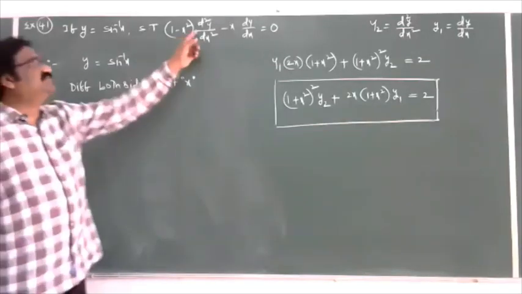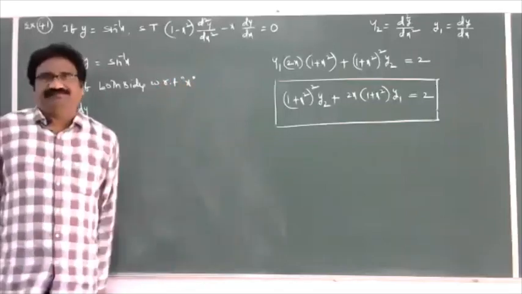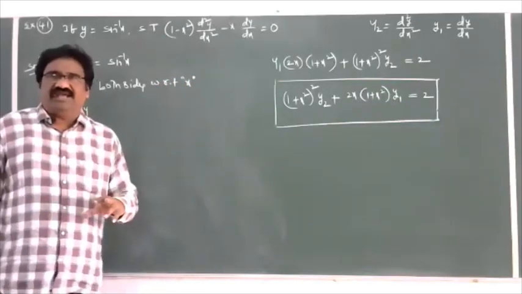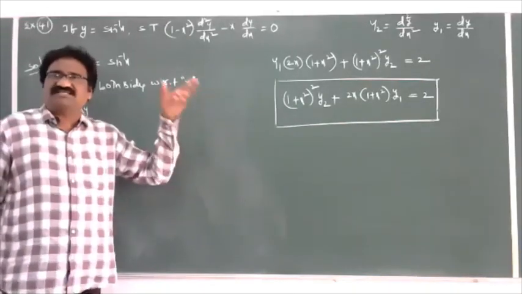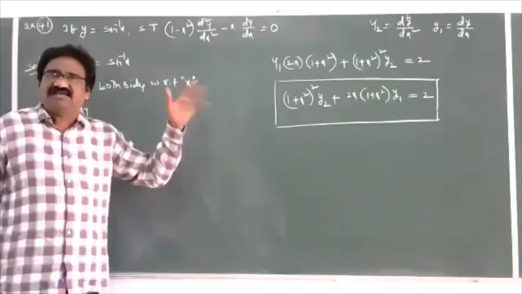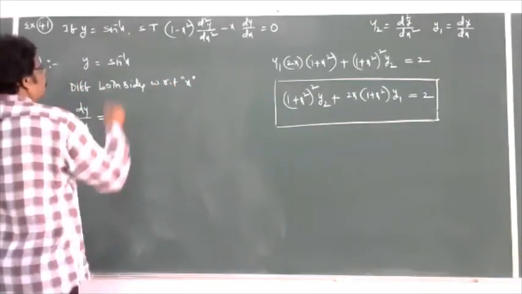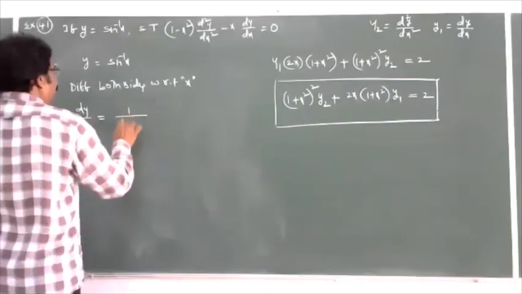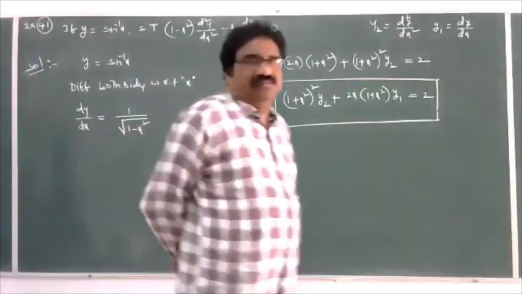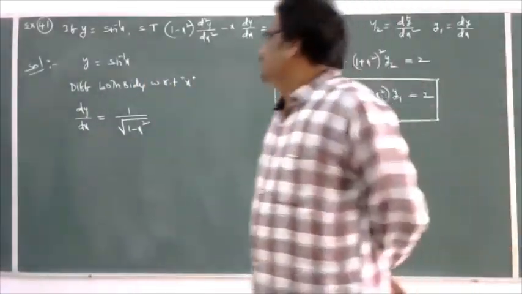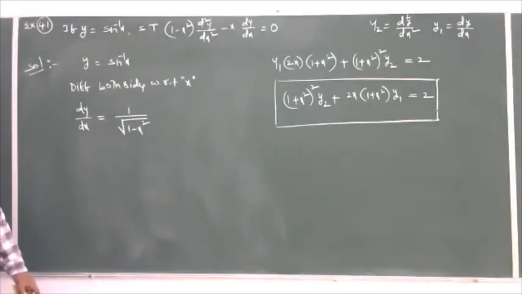Here notations in terms of dy by dx, d square y by dx square is given. You go in the same way. If they give y1, y2 like that, you go in y1 and y2 notations. They given d square y by dx square and dy by dx, you go in the same notations. That is y derivative dy by dx is equal to sin inverse x derivative 1 by root of 1 minus x square.